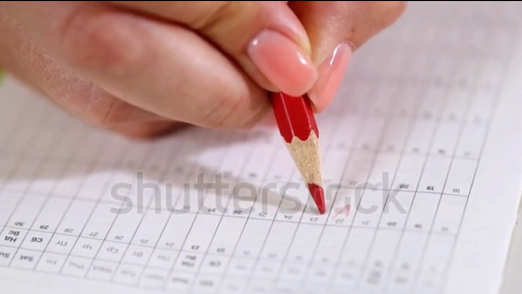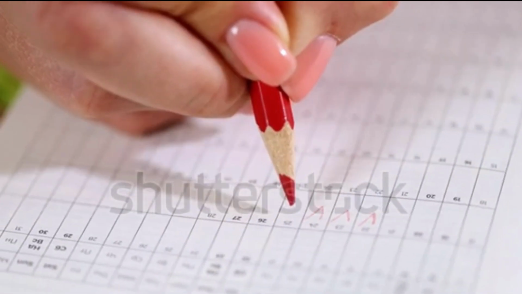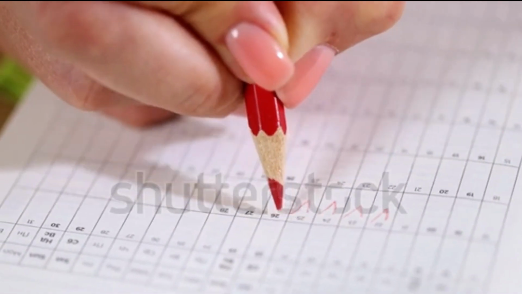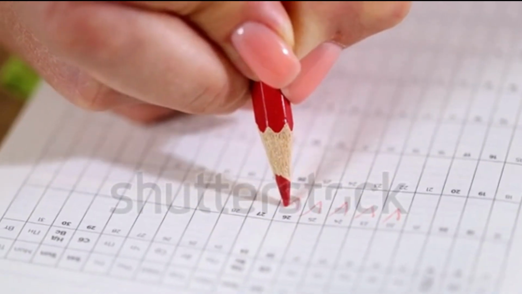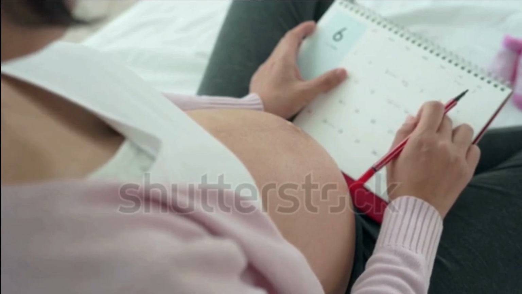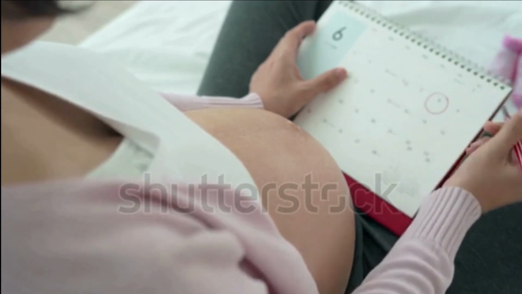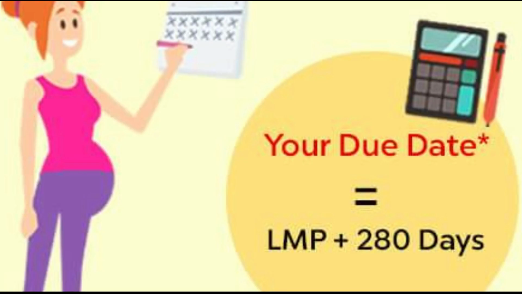For many expectant mothers, pinpointing the exact moment of conception can be challenging. Unless you've been actively tracking your ovulation, it's hard to determine when fertilization occurred. Here are some methods to calculate your expected due date. 1. First day of your last period. The most common approach is to count 40 weeks or 280 days from the first day of your last menstrual period or LMP. This is what our due date calculator uses to estimate your due date.